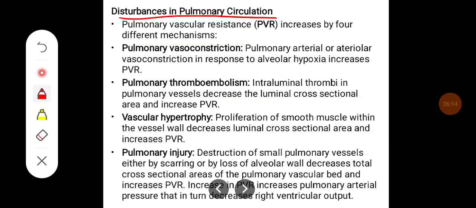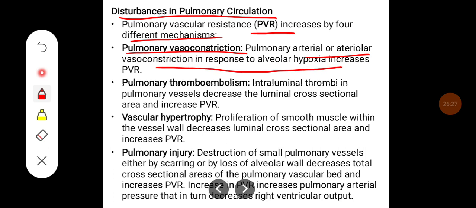The disturbances in the pulmonary circulation. The pulmonary vascular resistance increases by 4 different mechanisms. One is pulmonary vasoconstriction. The pulmonary arterial or arteriolar vasoconstriction in response to alveolar hypoxia increases PVR. The pulmonary thromboembolism. Intramural thrombi in pulmonary vessels decrease the luminal cross-sectional area and increase PVR.